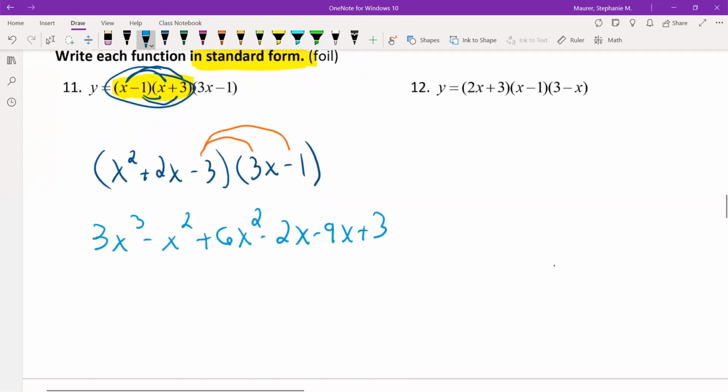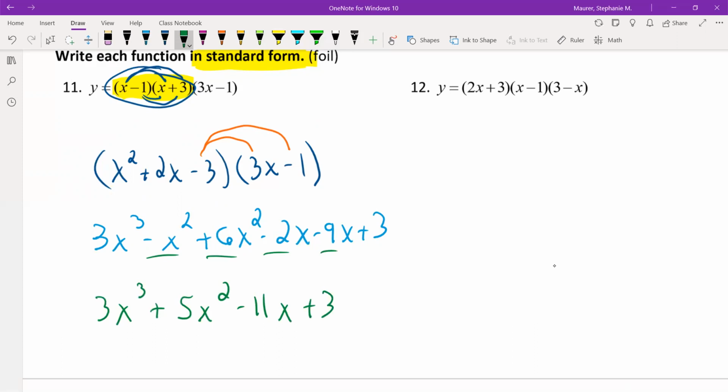So at this point, we've now FOILed everything. Everything in here was multiplied together, and then everything over there was multiplied by the 3x minus 1. And now it's just a matter of combining our like terms, 3x to the third. Let's see, we can combine those. That would become positive 5x squared, negative 11x, and a plus 3. And that is in standard form because we are going highest exponent to smallest.